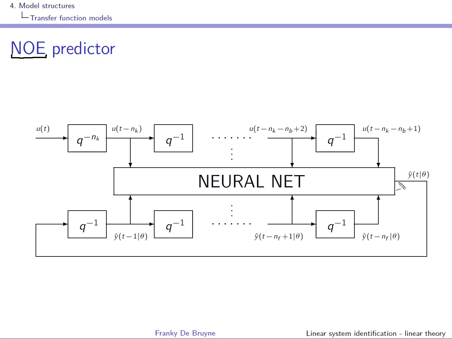Okay, but to obtain such a model, you have to do identification, and you have to realize that identifying this type of non-linear predictor is harder than identifying a non-linear ARX model or predictor, because here what is entering the neural net are previous predicted outputs, whereas in the non-linear ARX they are previous measurements from the system.